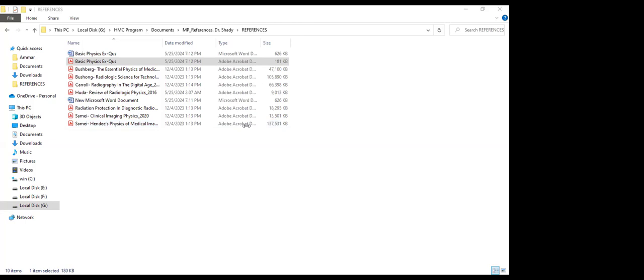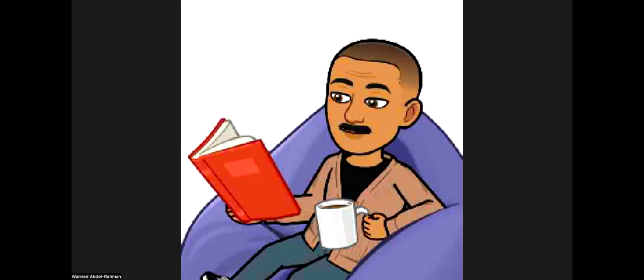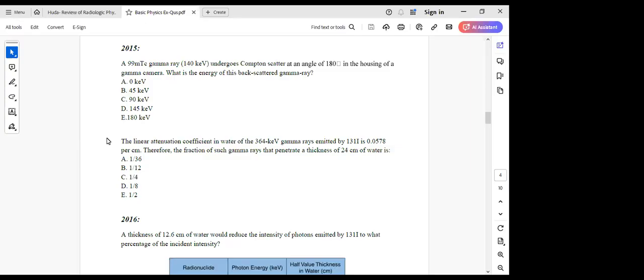Okay, do you see my screen? I see your folder. Yes. The folder, not the screen. I see the folder, there are files in it. So open this PDF and, do you see it now? Okay.